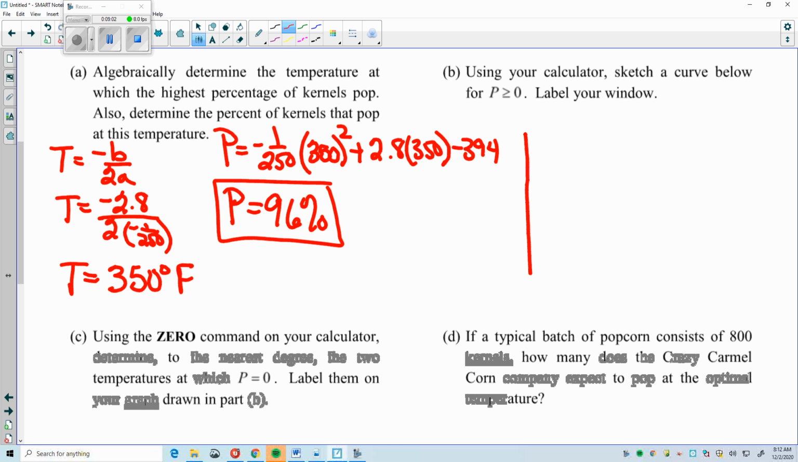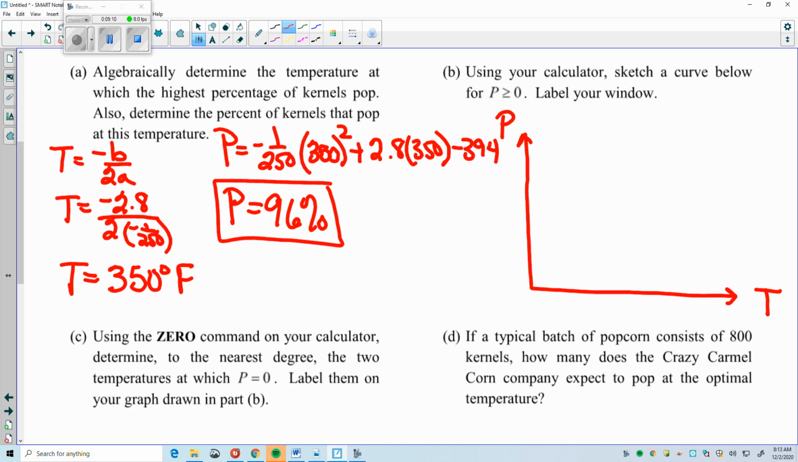Okay, so we have our axes. This is going to be our T, that's going to be P. We knew it was going to open downward. We had that from up above. So we had something that looked like that. And we just found our turning point. Our turning point here is 350, 96. And then on our calculator, we could actually use the calculator to determine these points if we wanted to.